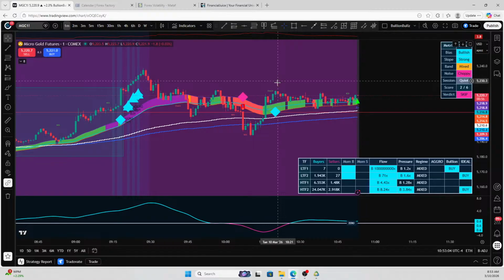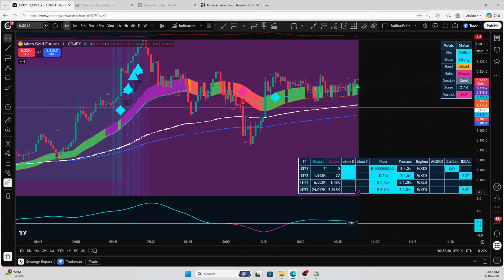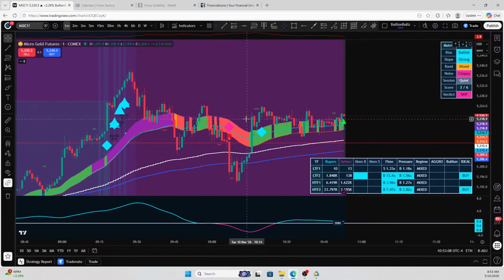Okay, it's an A+ setup. The only problem is market is ranging right now. I will not be taking this setup. We have news, we have other events which are telling me not to take this setup.